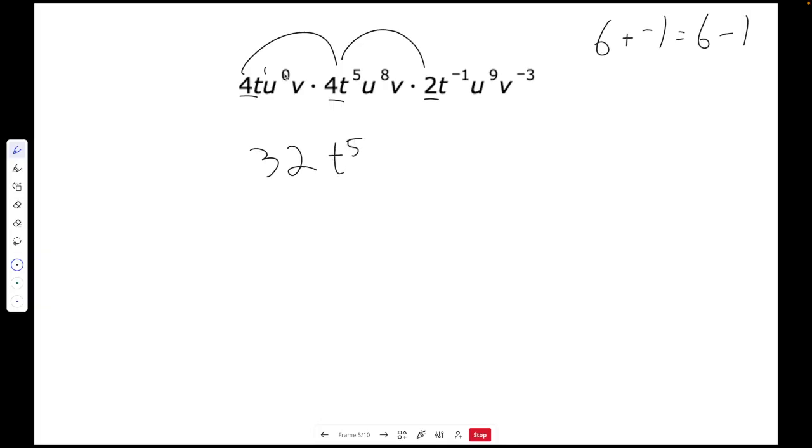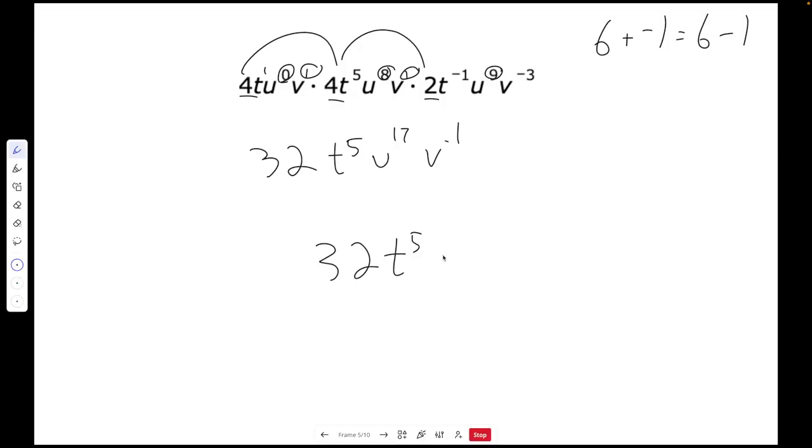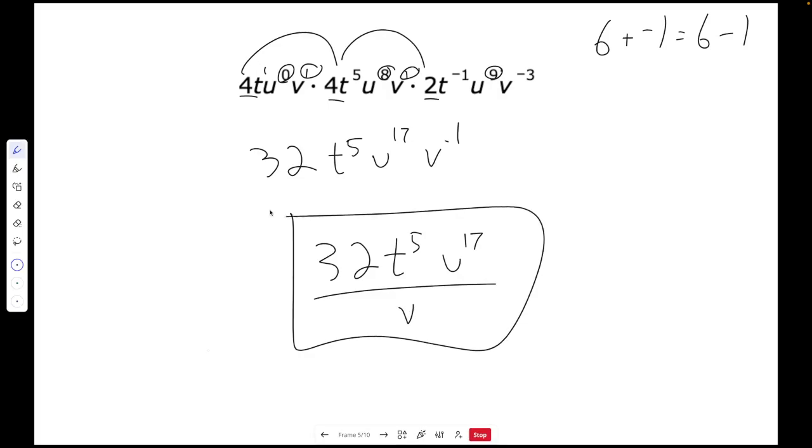For the u's, we've got 0 plus 8, so 0 plus 8 plus 9, which is u to the 17th. And for the v's, we've got 1 plus 1 is 2. 2 plus negative 3 gives me v to the negative 1. And remember, we don't usually write our answers with negative exponents. We've already covered negative exponents, so we should be able to say, okay, to make that positive, it becomes this, right? Move the v into the denominator and it becomes a positive exponent. And so this is our final answer.